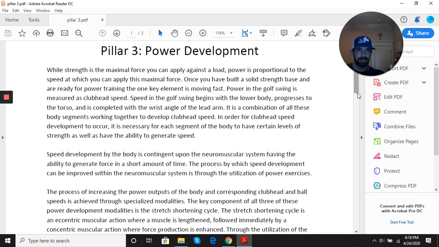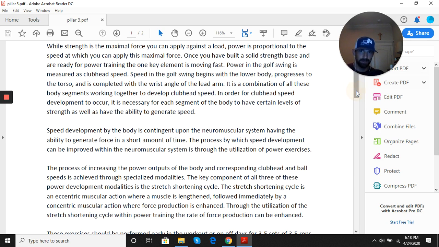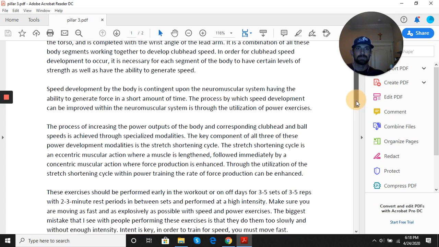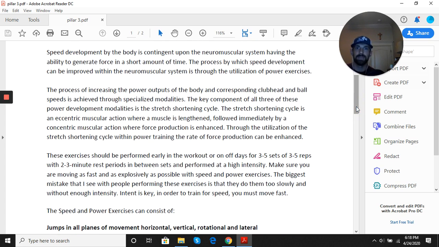But each of these segments have to have a certain level of strength. So again, that goes back to pillar 1. We need strong arms, we need strong legs, we need a strong torso, we need even strong grip strength to generate speed. So how we develop speed to a degree is depending on the nervous system. So when we're training for speed and power, we're training our nervous system to essentially fire quicker, for lack of better words.